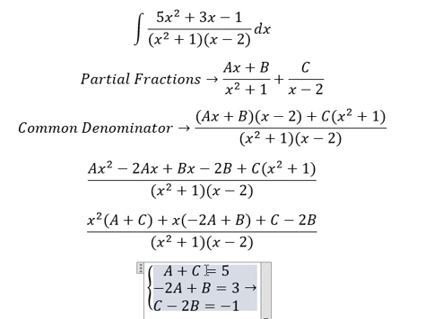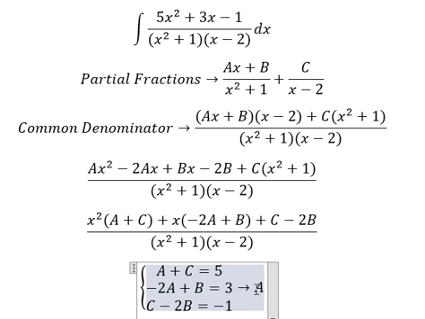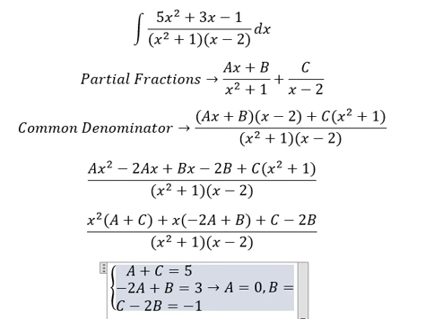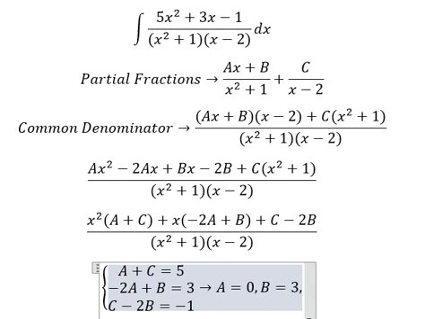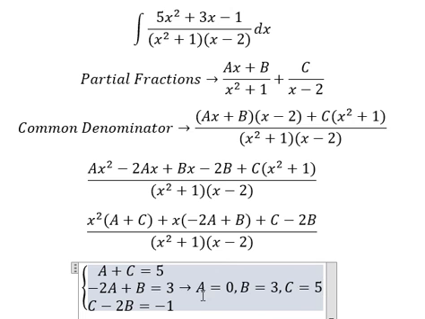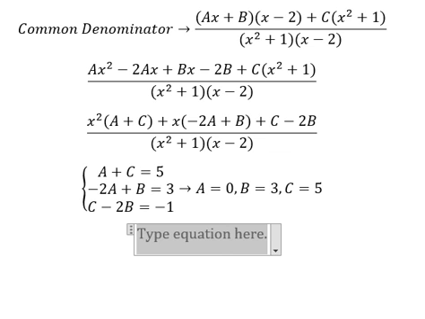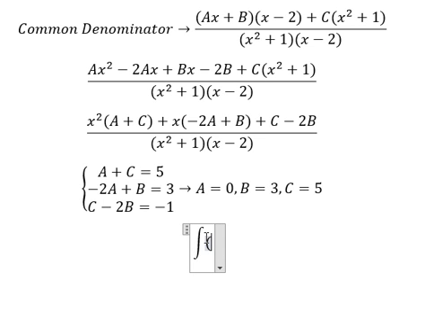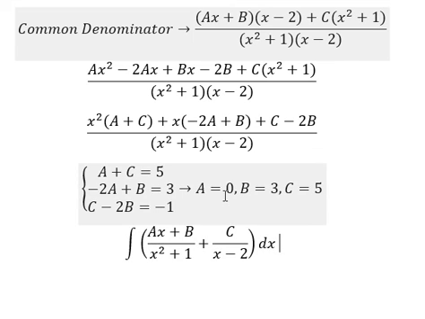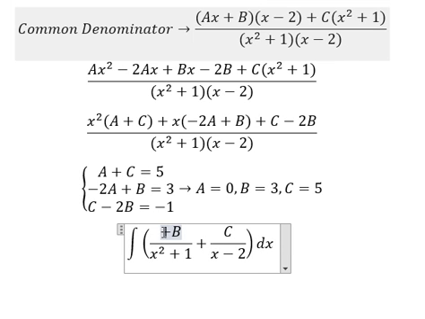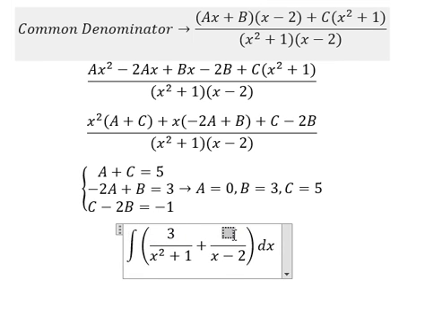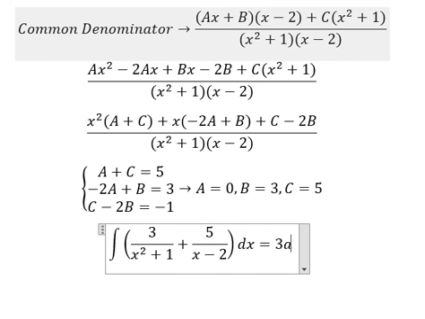And now we need to find the solutions of A, B, C. So A equals 0, B equals 3, and C equals 5. So I will put A, B, C going here. A equals 0, B equals 3, C equals 5. And now we have the final answer.